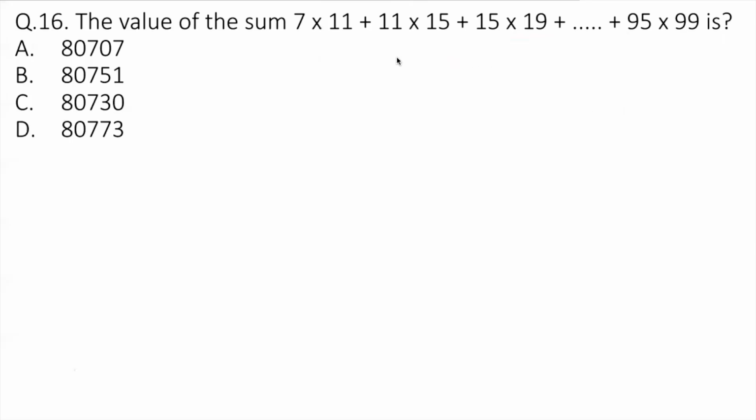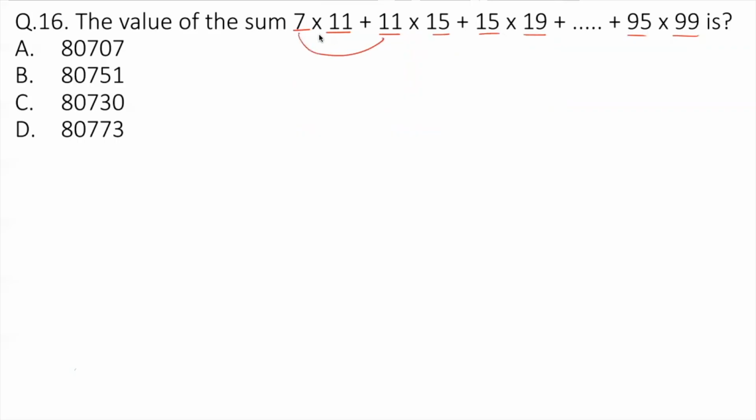Okay, guys, so the whole idea behind solving this question is we try to find out the general term of this particular expression. Okay, general term. And then we use summation. So see, we have 7 into 11, 11 into 15, 15 into 19, up to 95 into 99.